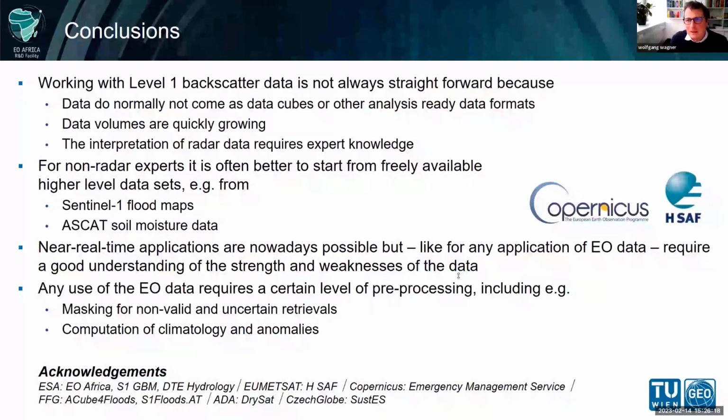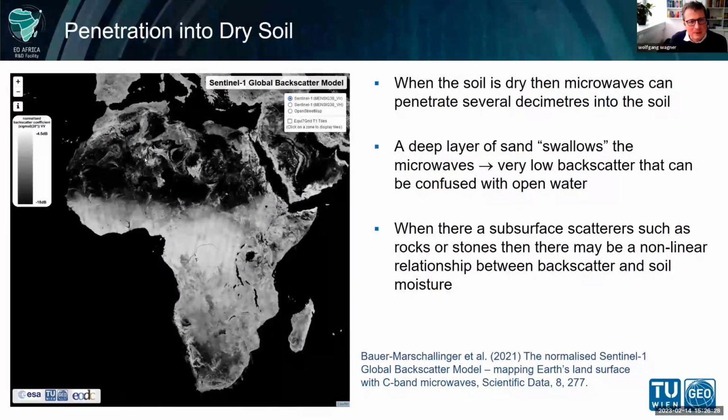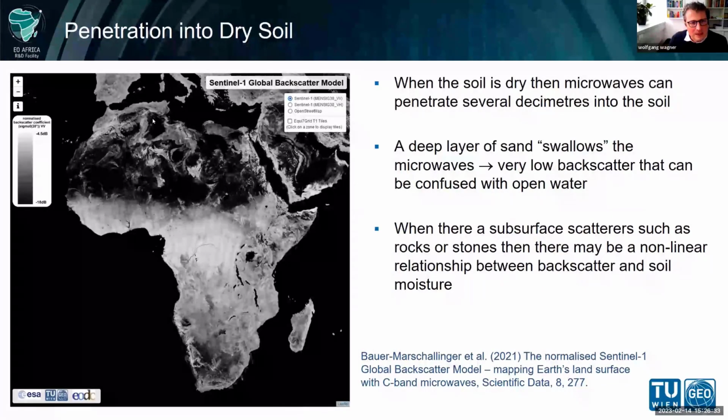Let me go back here on the slide and show you the backscattering signals from the desert areas. There are areas of very high backscatter, and then there are areas of very low backscatter. This is essentially those areas of high backscatter. These are rocky or stony surfaces, a very rough surface for the radar, intermingled with deeper layers of sand where the radiation is being swallowed.